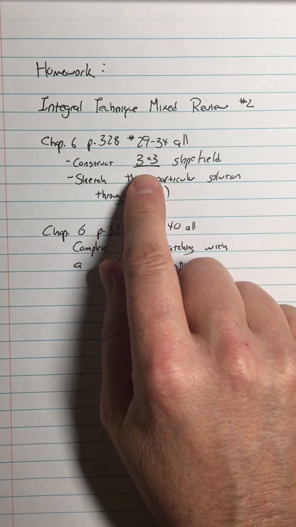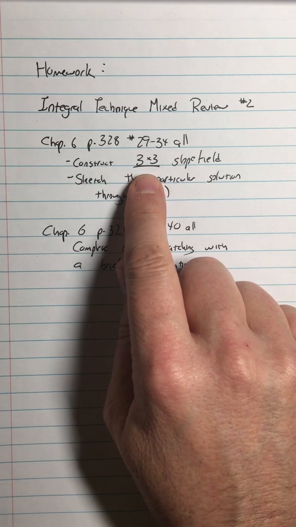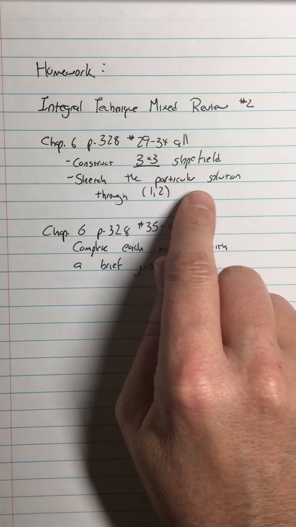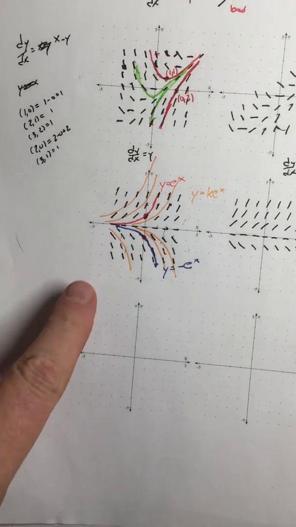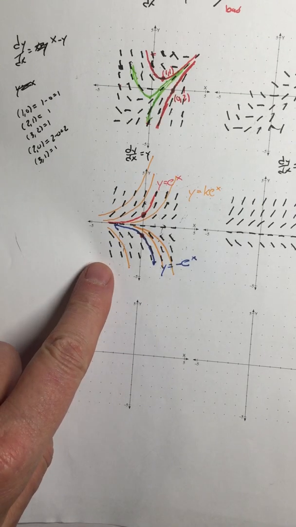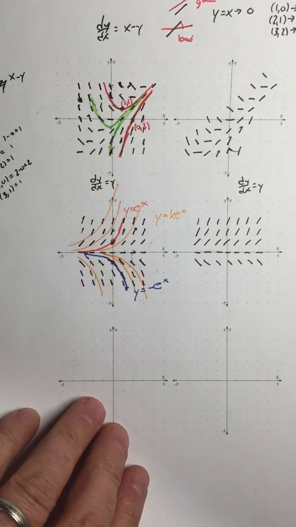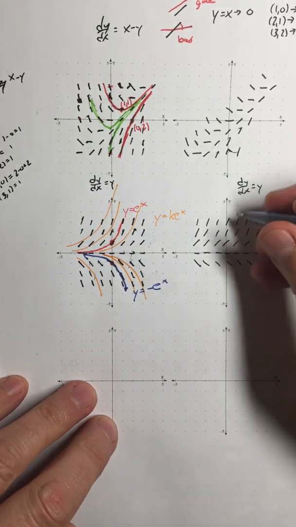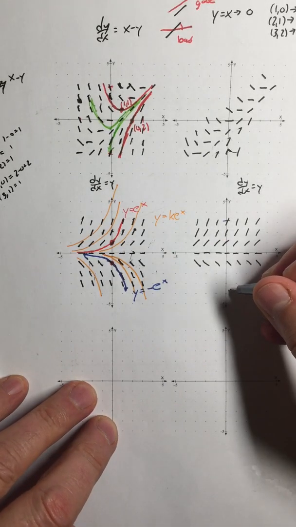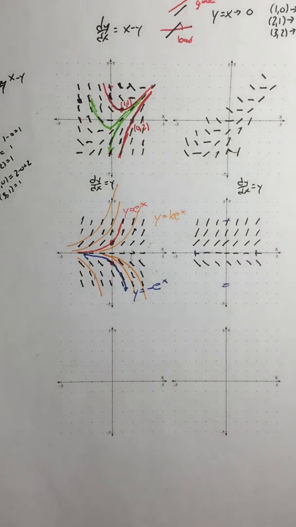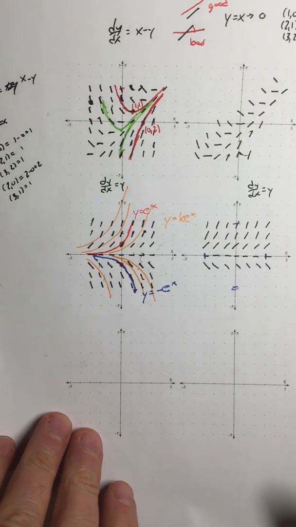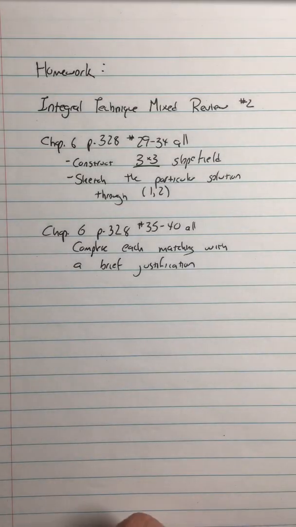What I want you to do is construct a 3x3 slope field and sketch the particular solution through (1, 2). I want you to do that for every one of those problems, 29 through 34. So basically you're going to produce something that looks like this. But make sure it only goes 3x3. Don't make the whole thing. Just go up to 3 and down to -3 and over to -3 and over to 3. You could do more than that if you want, but I don't recommend it because you've only got so much time. Believe it or not, I actually am aware of that.